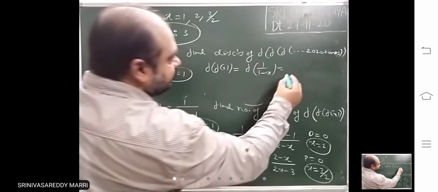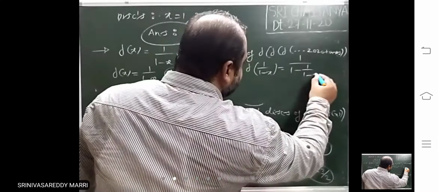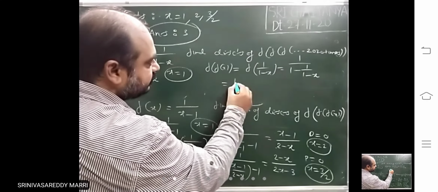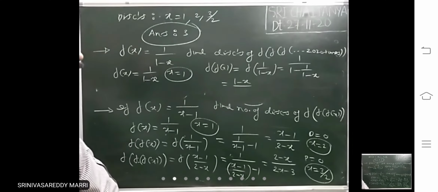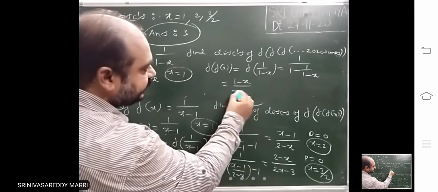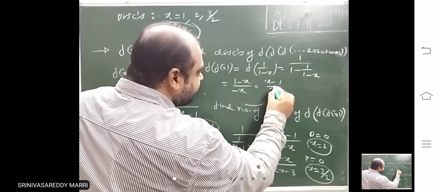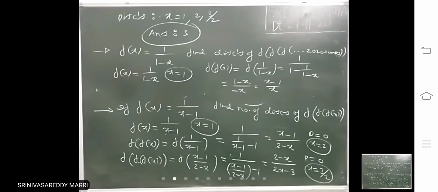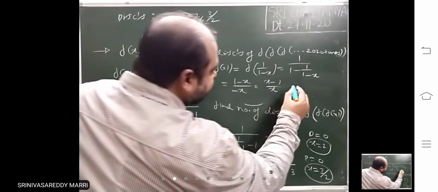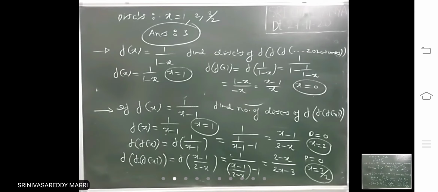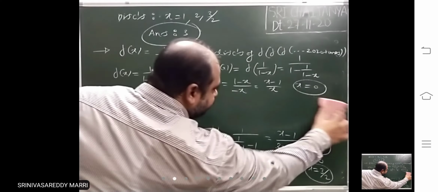Calculate this: 1 divided by 1 minus 1 by 1 minus x. What will you get? You will get 1 minus x divided by 1 minus x minus 1. That means if you take minus common, x minus 1 by x, denominator equal to 0, x equal to 0. This is one discontinuity. Next, proceed like that.